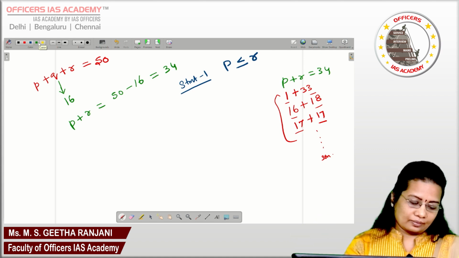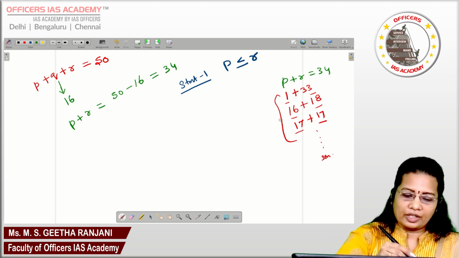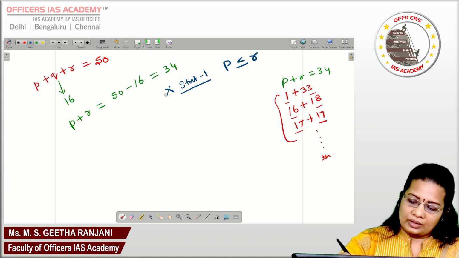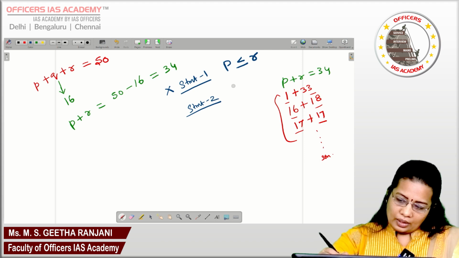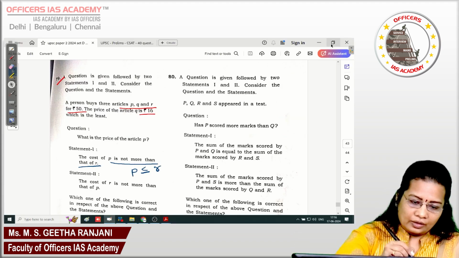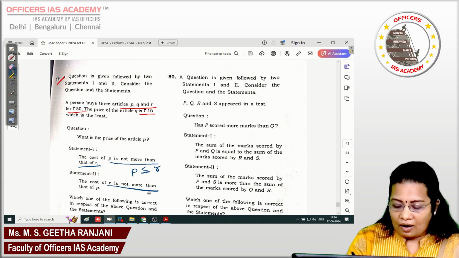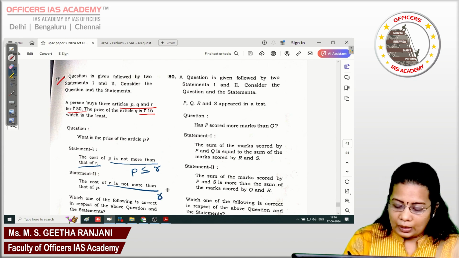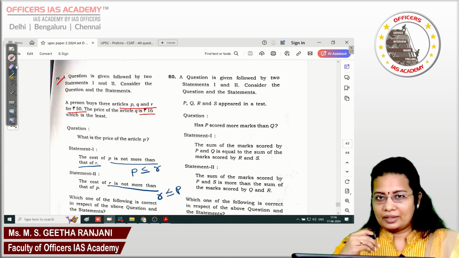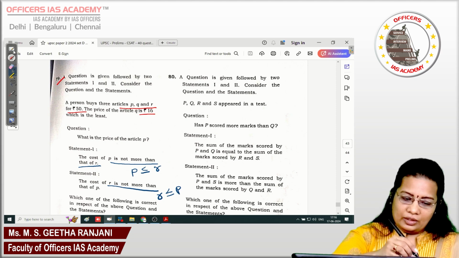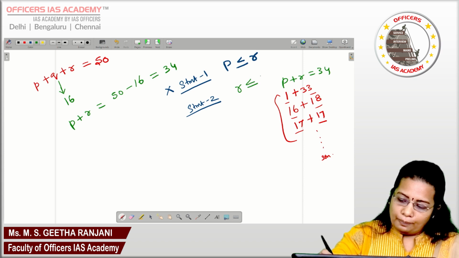The next thing is we want to go through the second statement, because the first statement failed to give the unique answer. Individually, I am going to test with statement number 2. According to statement 2 alone, the cost of R is not more than that of P. What is the meaning of not more than that? R is less than or equal to P. Okay, these two are contradicting at one point, and they have similarities at another point. I'll discuss that with you. The next thing is R is less than or equal to P.